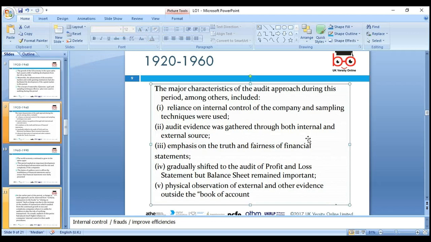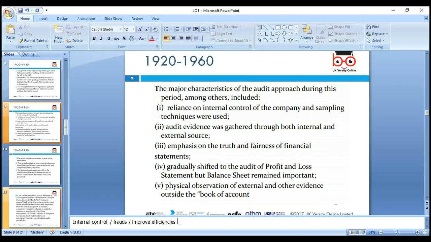So everything runs properly. Internal and external sources: the auditor can get evidence from internal sources, such as invoices.